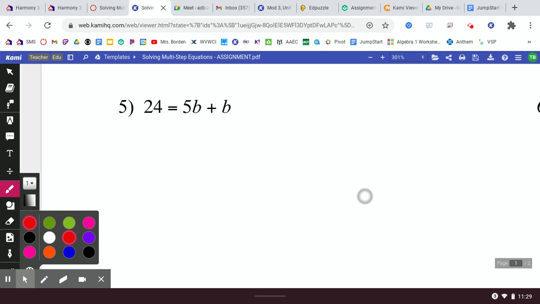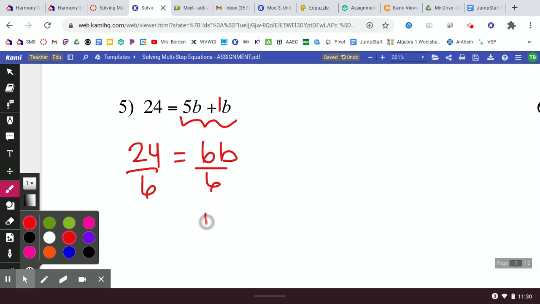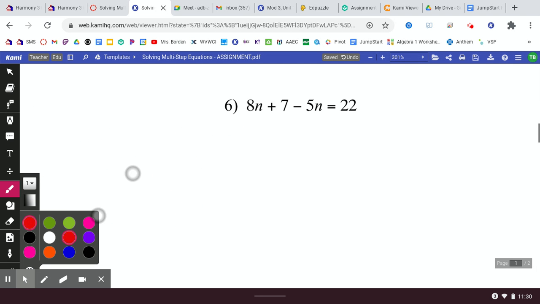Nothing to distribute. Is there anything to combine here? Okay, what are we combining? Yeah, 5b and 1b. That's a 1 there. It's not there, but it's there. We just have to know it's there. 5b and 1b is 6b. Good. And then what? Good. Divide by 6, divide by 6, and we get b equals 4. Perfect. Good, good, good, good. All right.